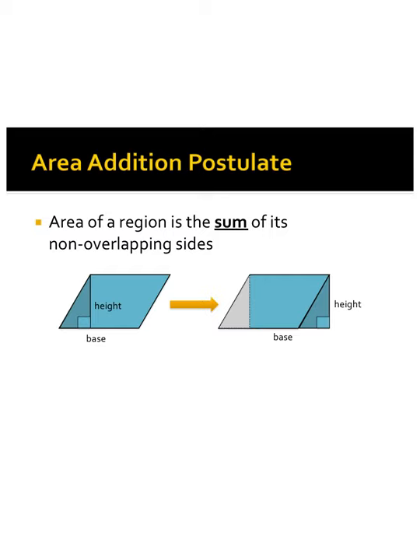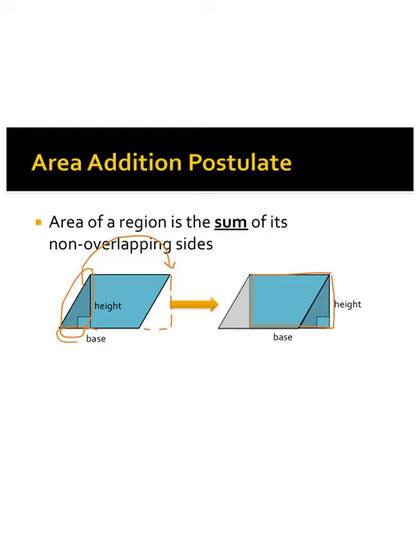So the area addition postulate says that the area of a region is the sum of its non-overlapping pieces. If I take this triangle right here in a parallelogram, imagine that I could transform it and push it over to here. What I would get is this picture on the right. Now the picture on the right looks like a different shape that we know the area for, a rectangle, where it has a base and the height still.